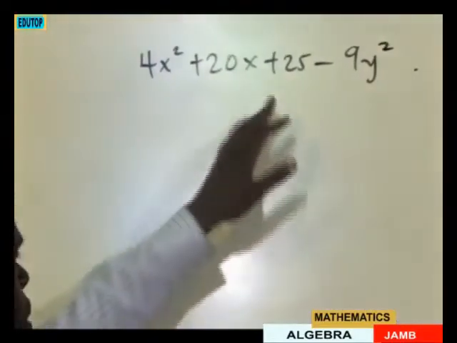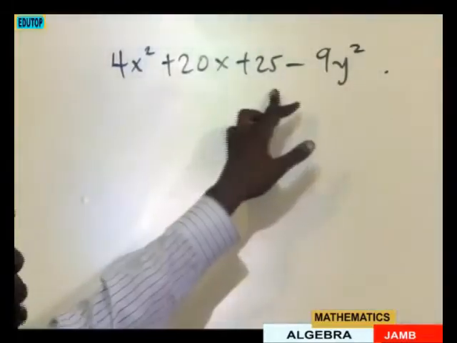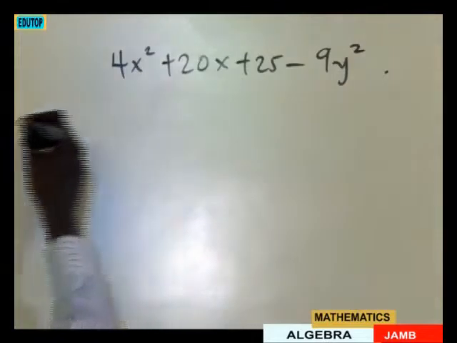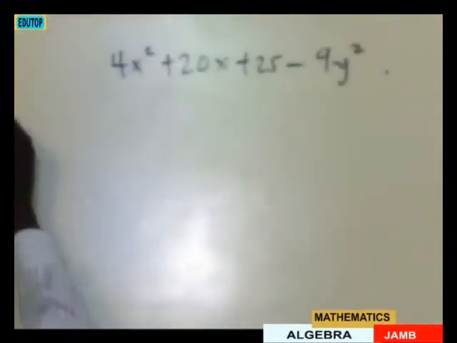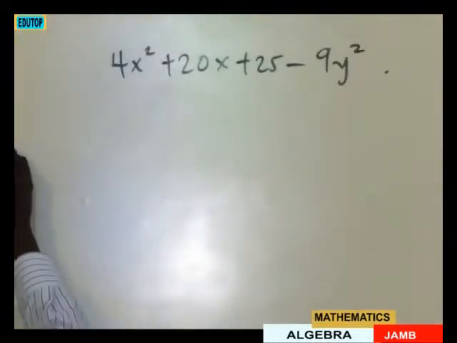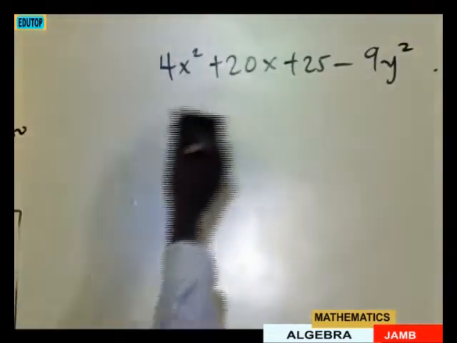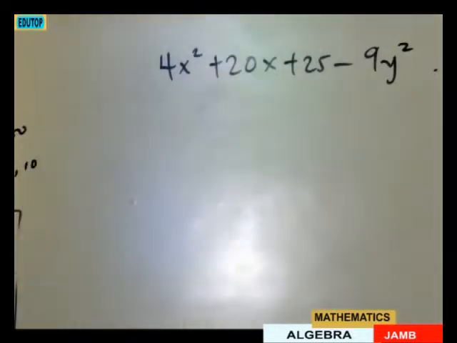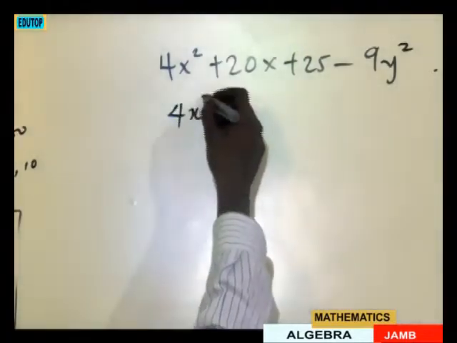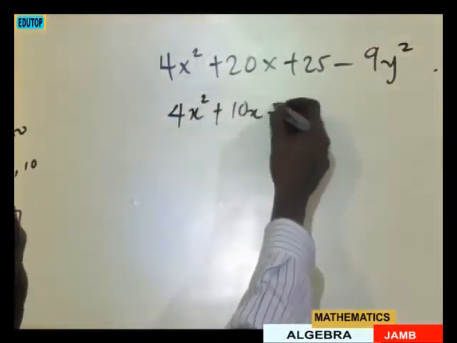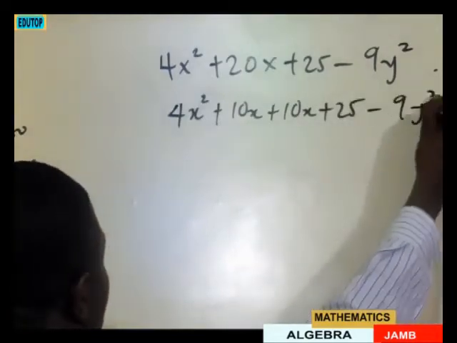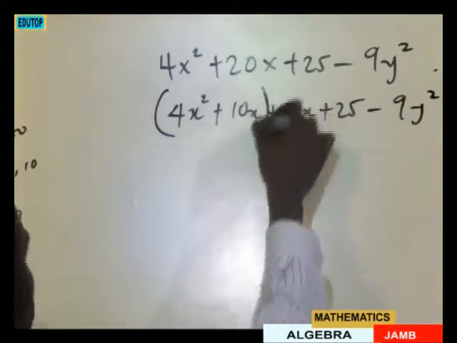Then let's solve this one quadratically. So we have, this one is 100. Then factors of 100 that will give us, addition of which will give us this. So we have 10, 10. So let's say 4x squared plus 10x plus another 10x plus 25 minus 9y squared. That's what we have.